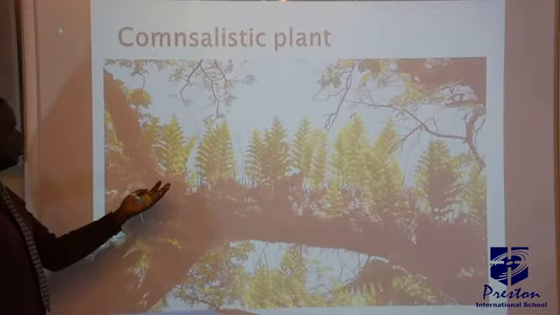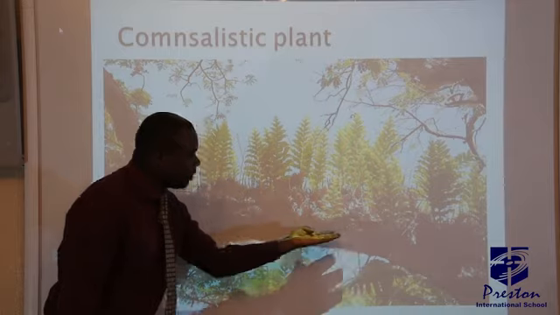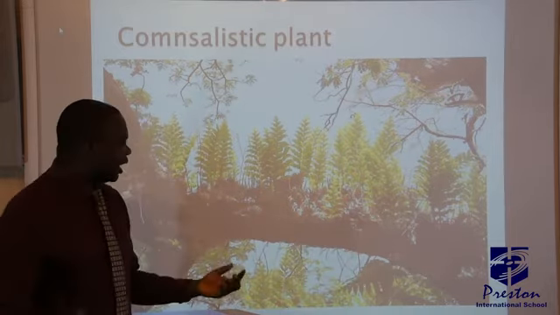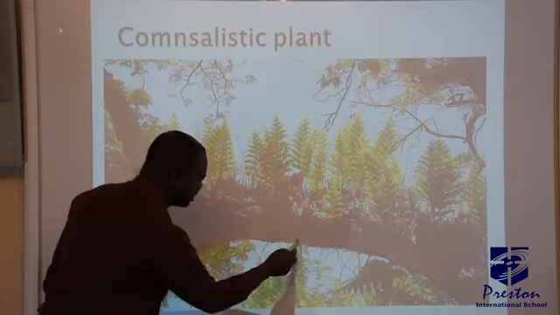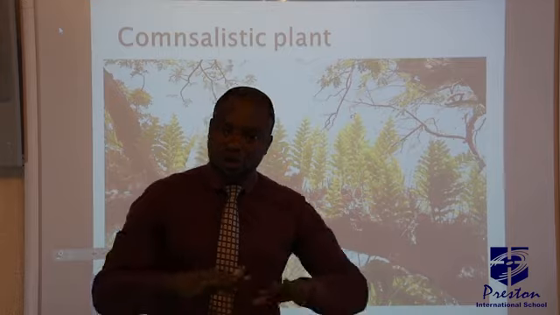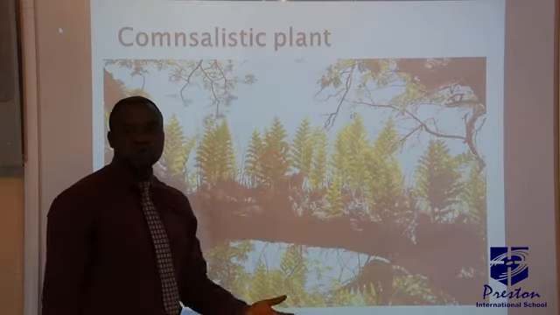The last one we have for plants is commensalistic. We have some plants, they just stay on another plant. They are not sending their root into it. They're just there to get support. In that way, this plant is benefiting, whereas this big one is neither benefiting nor being harmed in that association. In such a makeup, we refer to that as the commensalistic mode of feeding.